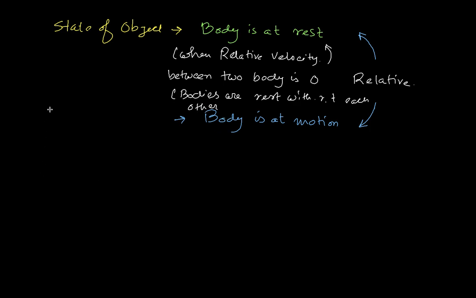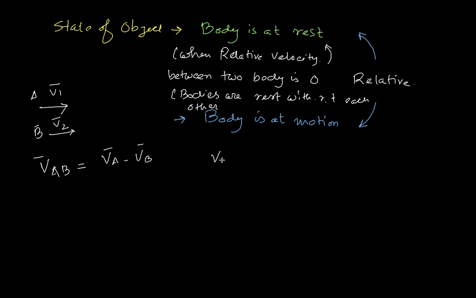That means if body A has a velocity v1 and a body B has a velocity v2, the relative velocity VAB is denoted by VA minus VB. Now VA minus VB is the relative velocity.